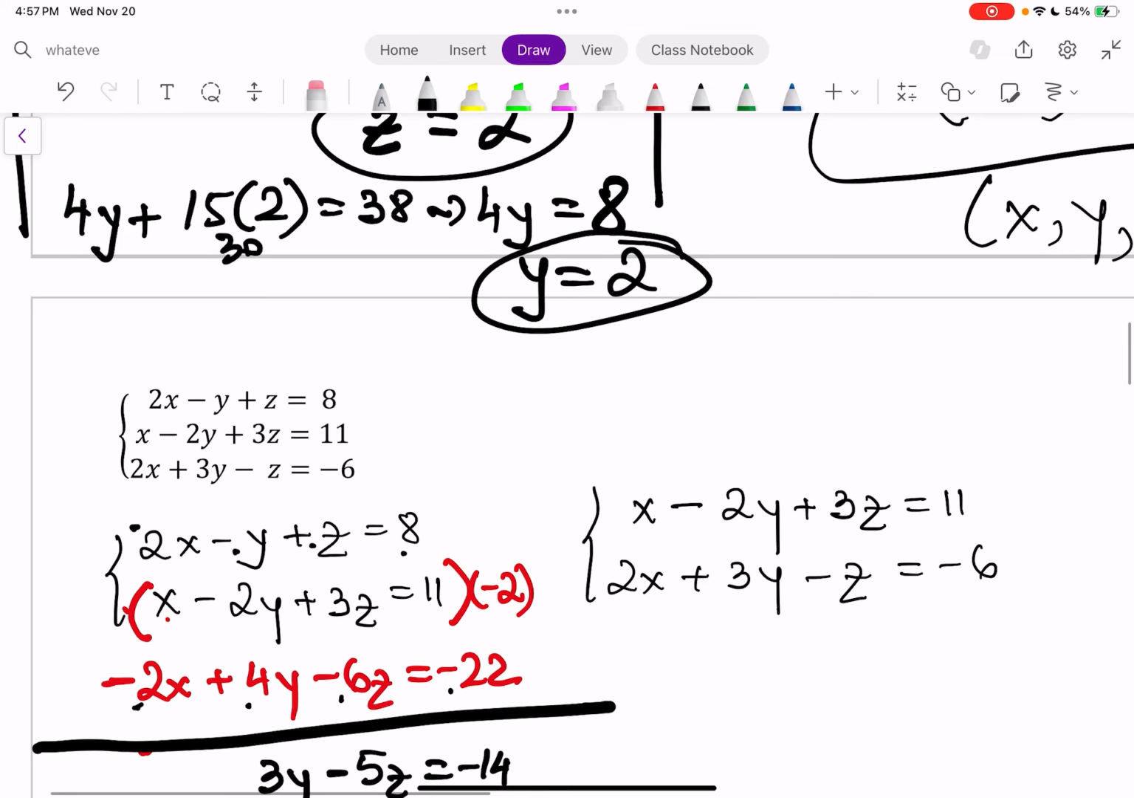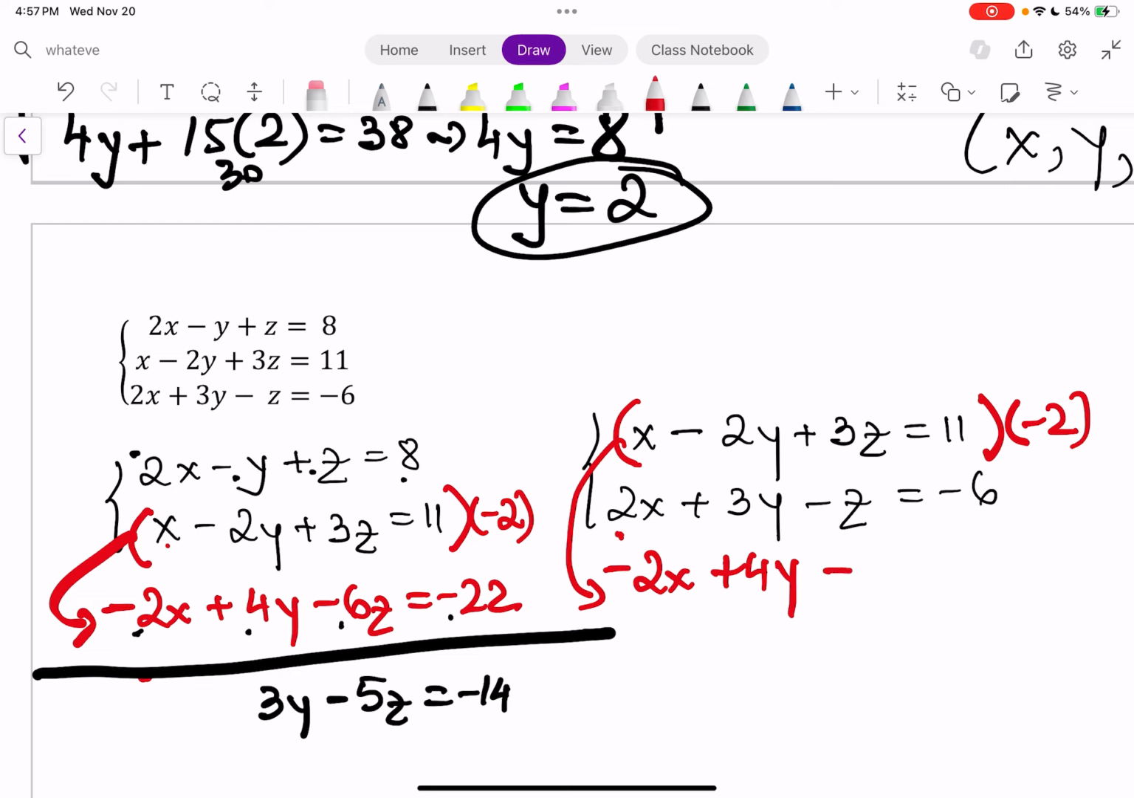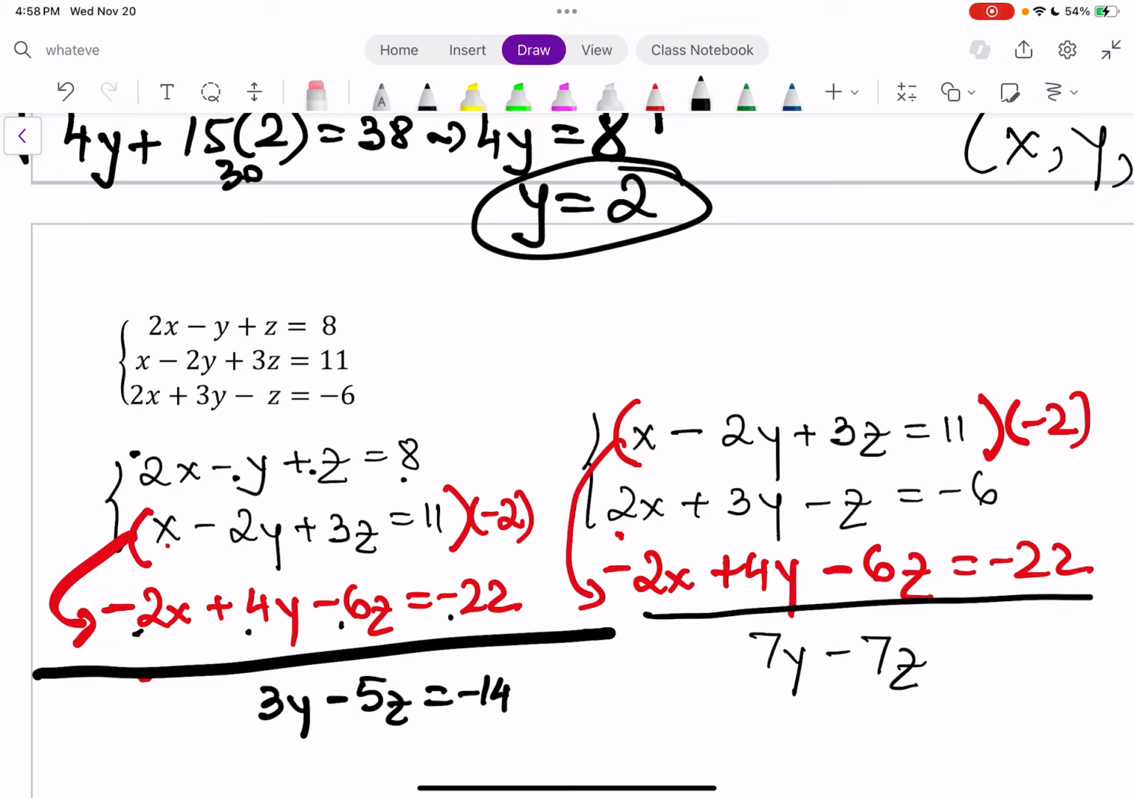Let's do the same thing here. Get rid of x. So I multiply the top equation by -2. That way it's going to cancel the +2 on the bottom. So I write it underneath. Multiply everything by -2. Okay. Add them up and you'll get 7y minus 7z equals -28.